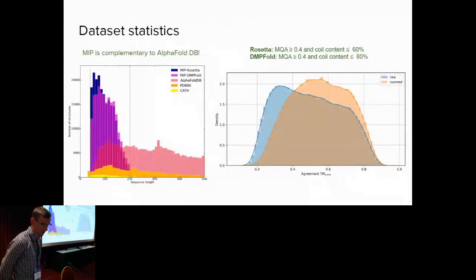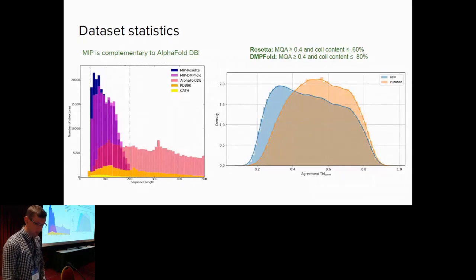So, a little bit about the statistics of our data set. Our database is in some way complementary to the AlphaFold database because, first of all, we focused on microbial sequences entirely, and they are quite short. If you take a look at the histogram to the left, our sequences are between 40 and 200 amino acids, so they are pretty short. But thanks to that, the vast majority of them are single domains. That's quite important.